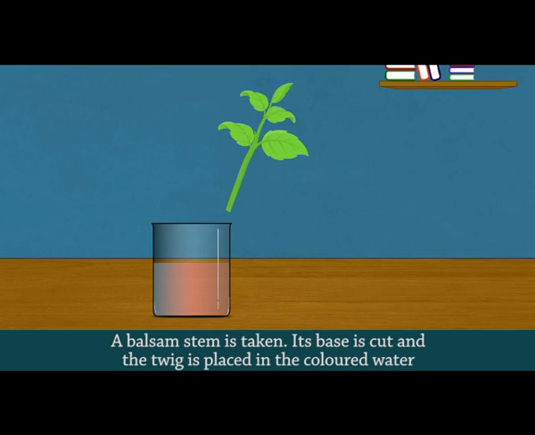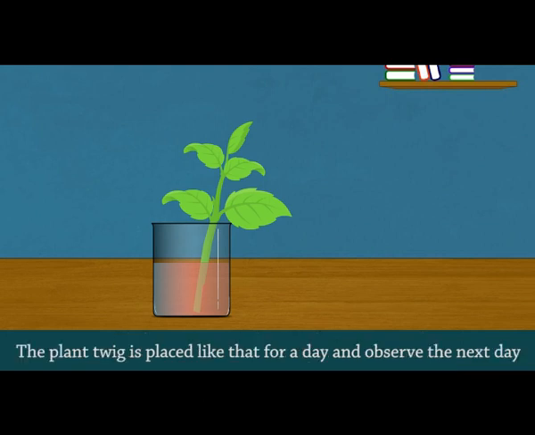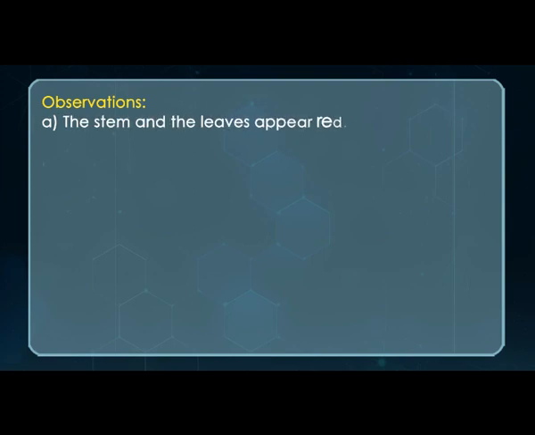A balsam stem is taken. Its base is cut and the twig is placed in the colored water. The plant twig is placed like that for a day and observed the next day. Observation. The stem and the leaves appear red.